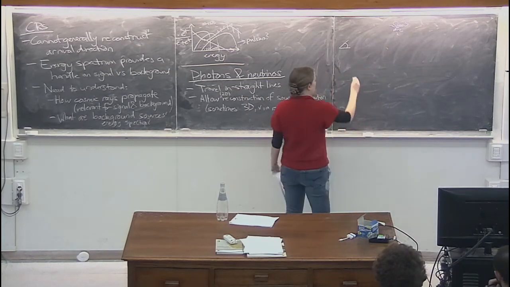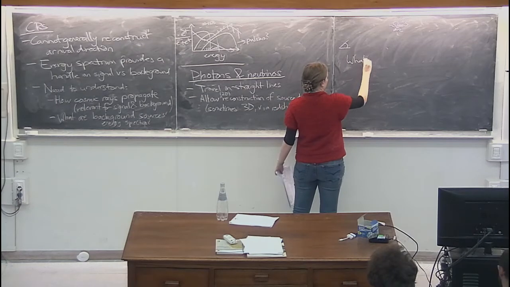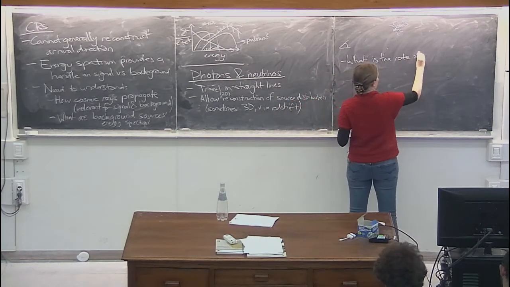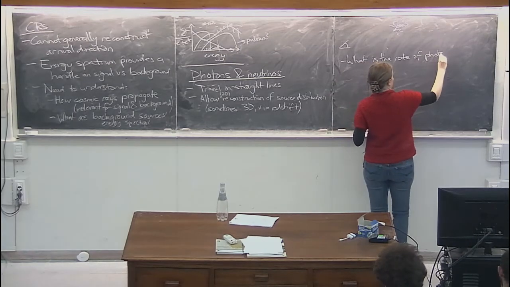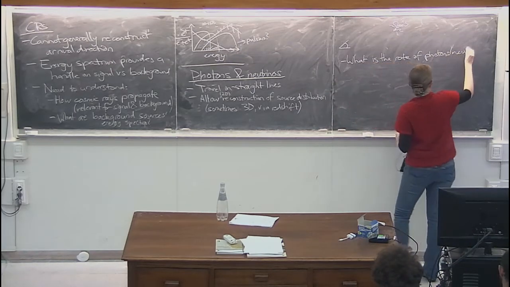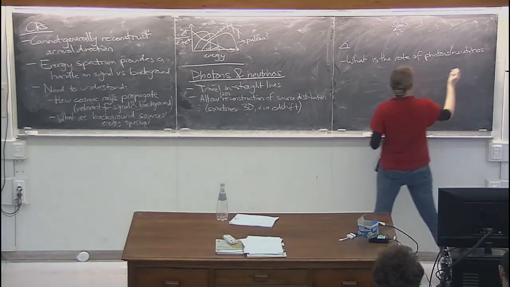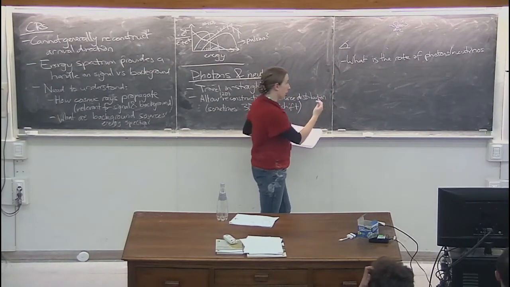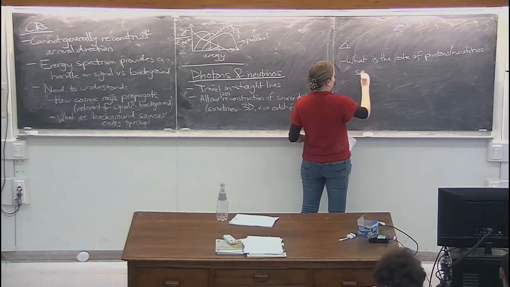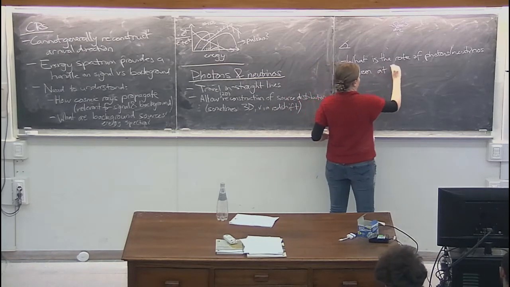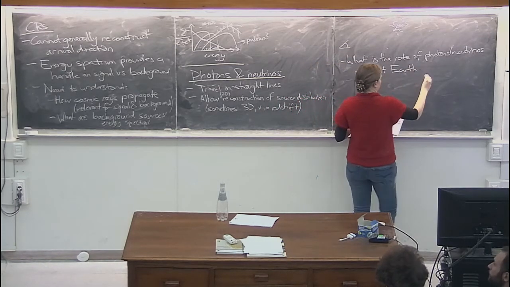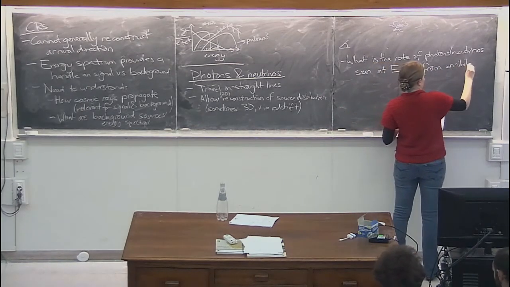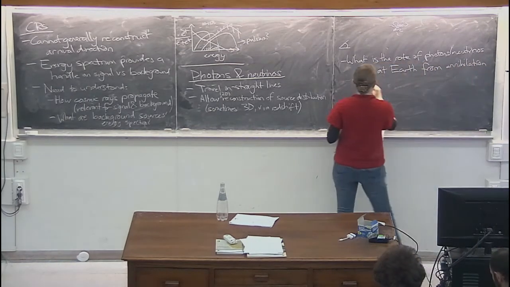I want to ask, what is the rate of photons or neutrinos or other neutral particles that travel in straight lines and later convert into photons or neutrinos, such as axion-like particles, seen at Earth from annihilation at a distance.